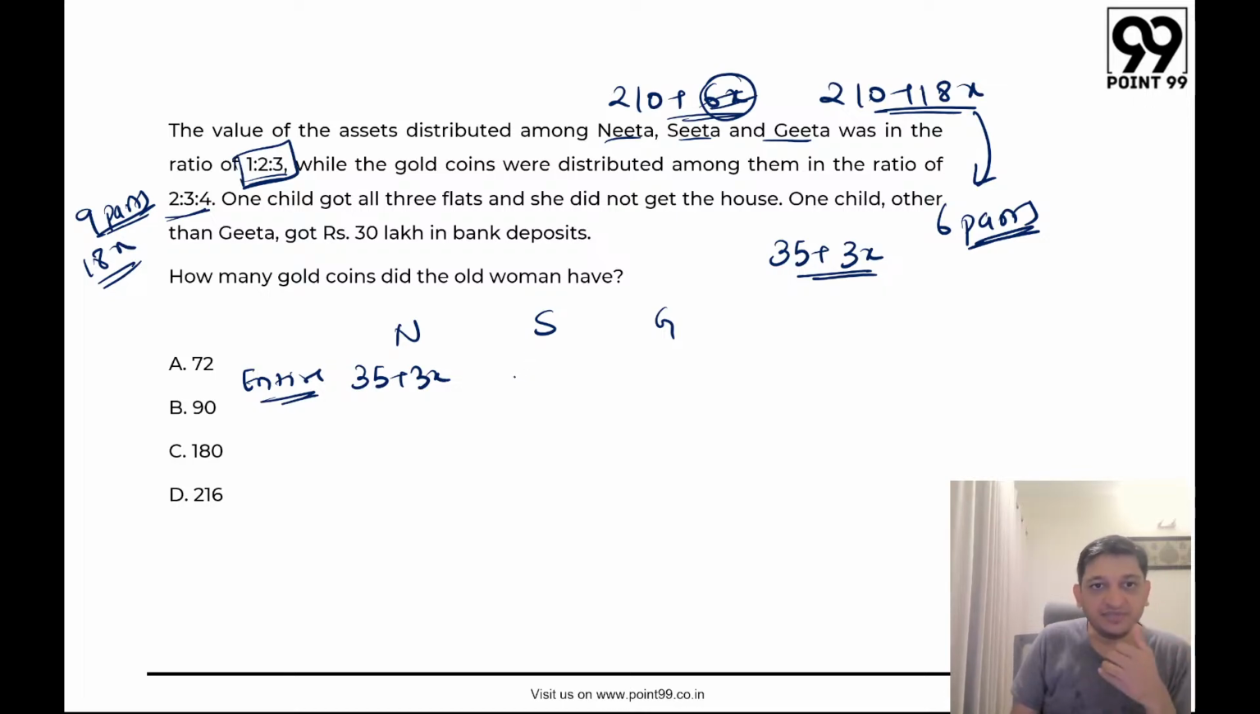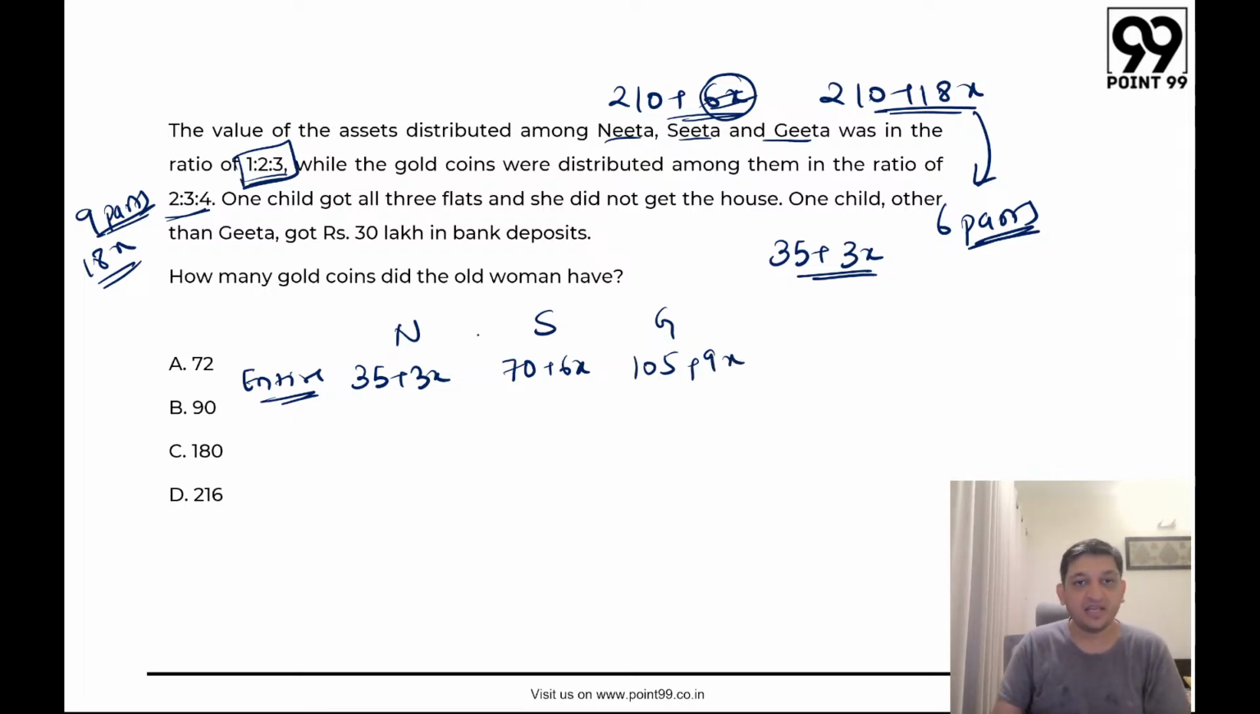Sita would have got twice of that. So 35 2s are 70, 3x 2s are 6x, and Geeta would have got thrice of that. So 35 3s are 105 plus 9x. 3x into 3 is 9x. Okay. So this is basically the inheritance value that these people have got.